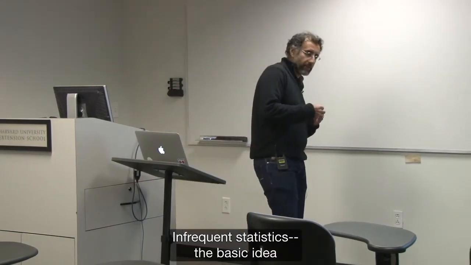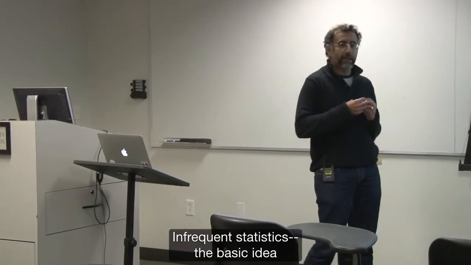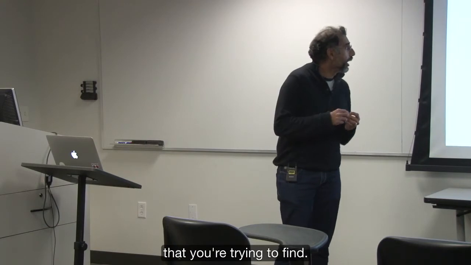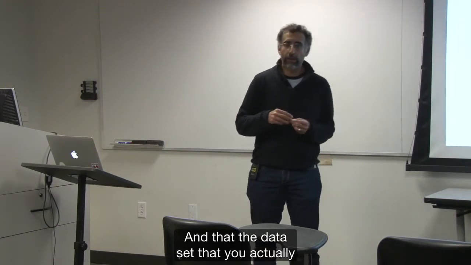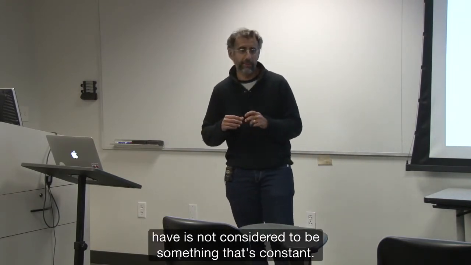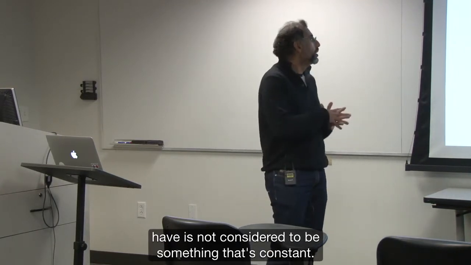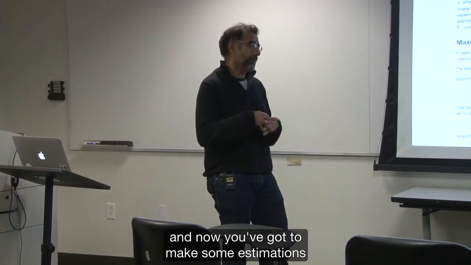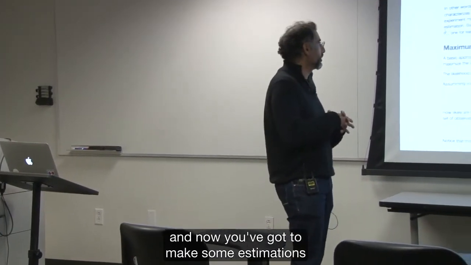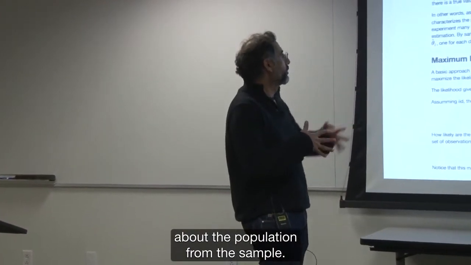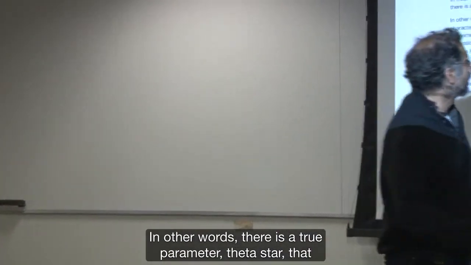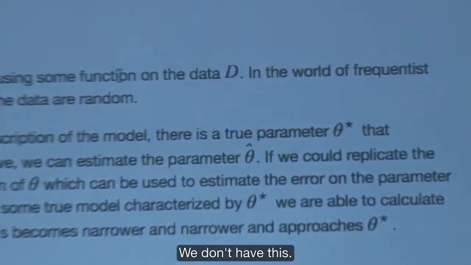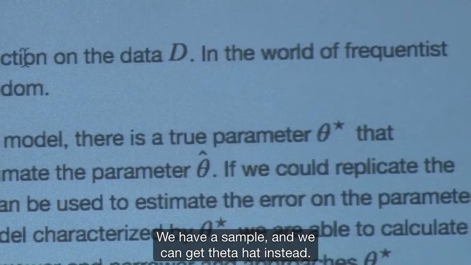In frequentist statistics, the basic idea is that you have a true but unknown parameter theta that you're trying to find, and that the data set that you actually have is not considered to be something that's constant. In the sense that you actually have a population, and from the population you've been given a sample, and now you've got to make some estimations about the population from the sample. In other words, there is a true parameter theta star that characterizes this population. We don't have this. We have a sample, and we can get theta hat instead.